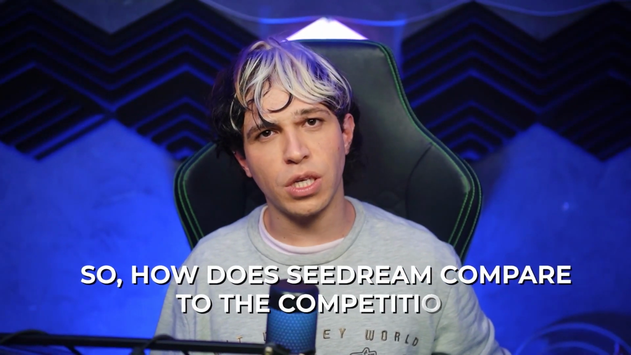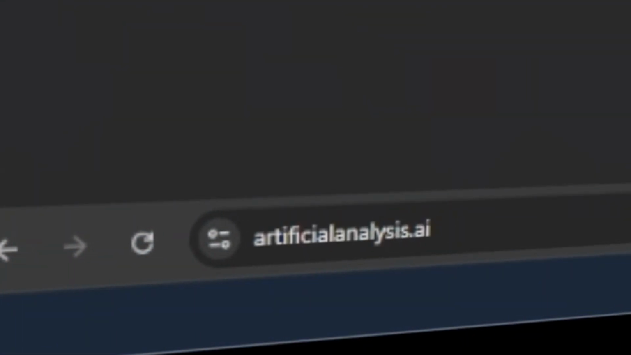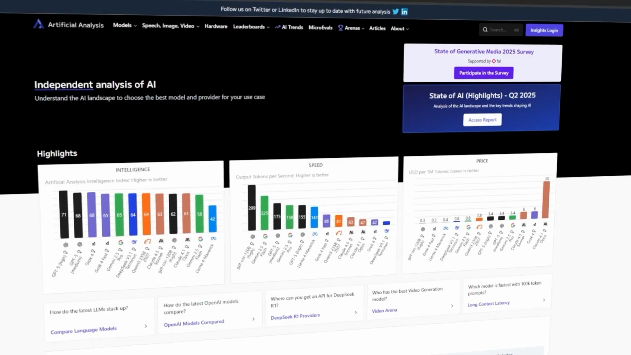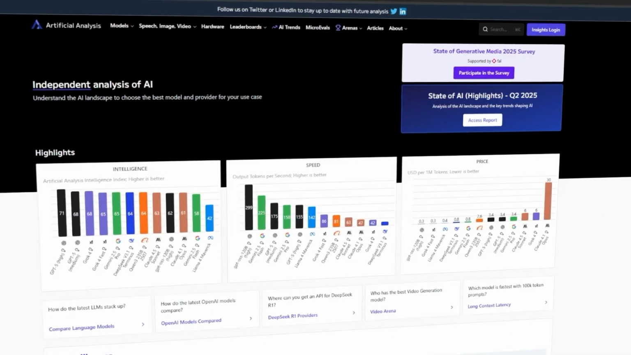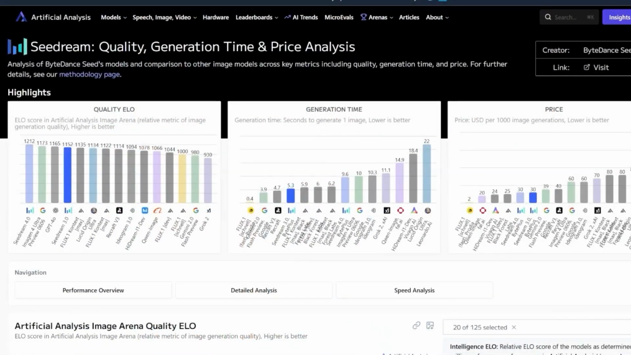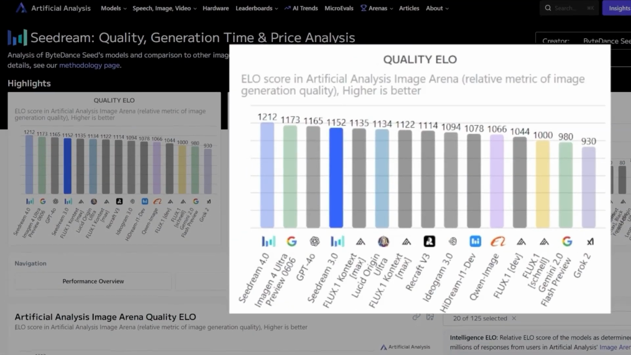So how does Seedream compare to the competition? There's a great site called artificialanalysis.ai that ranks AI models based on quality, time, and price. If you look at the leaderboards, you'll see ByteDance's Seedream already climbing.